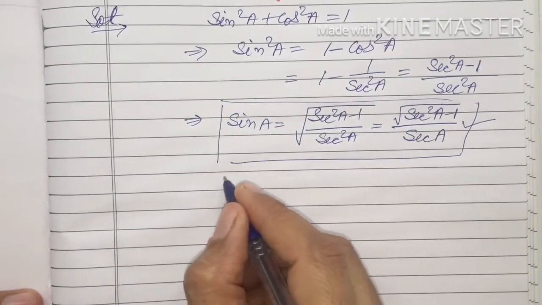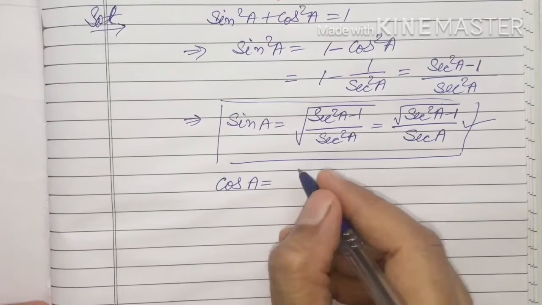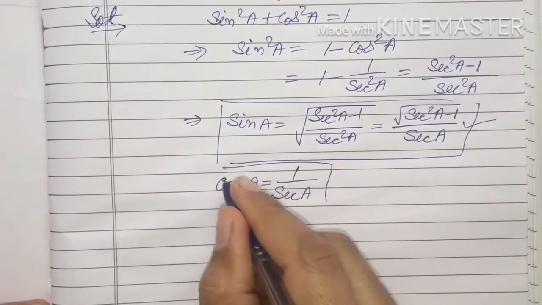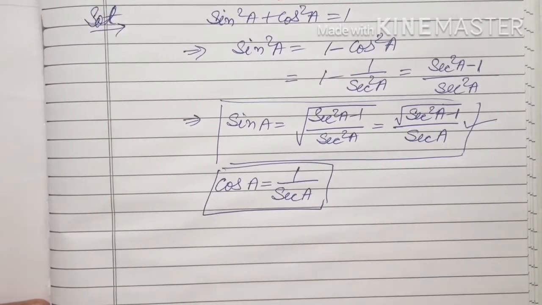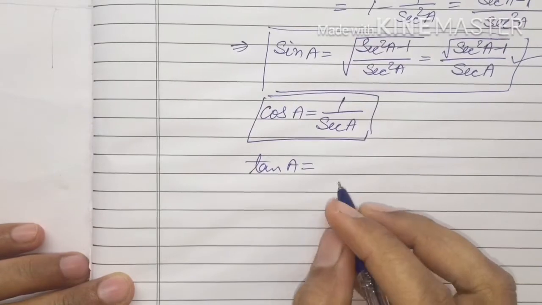Next we will take cos. As you know, cos is the reciprocal of secant, so simply we can write cos A is equal to 1 upon secant A. This is the second trigonometric ratio. After cos we will take tangent, the next trigonometric ratio.